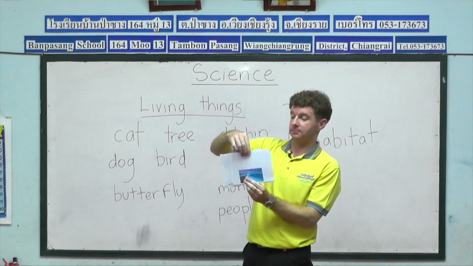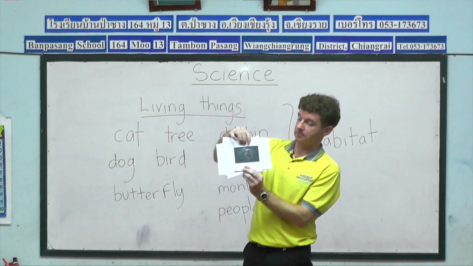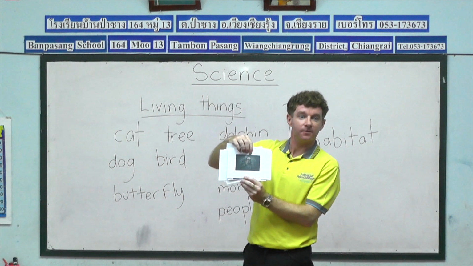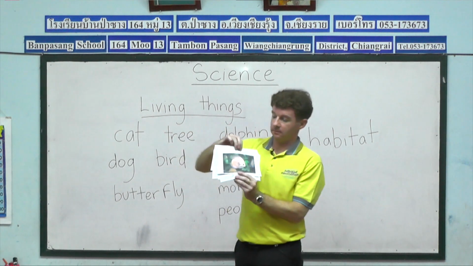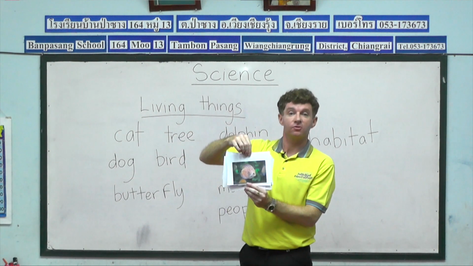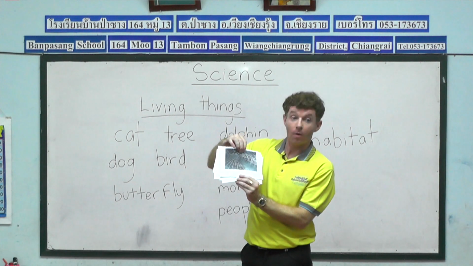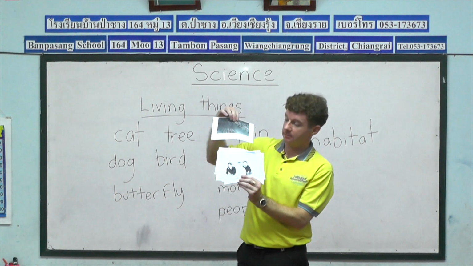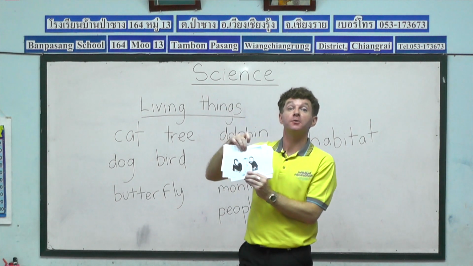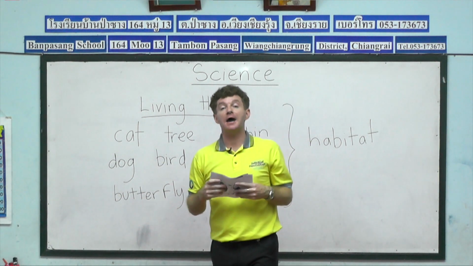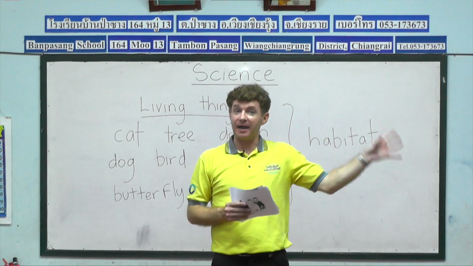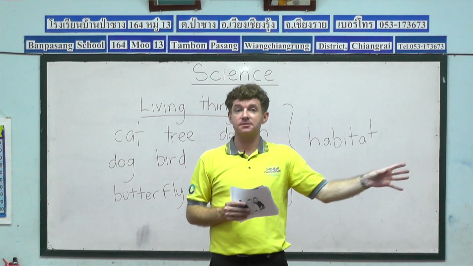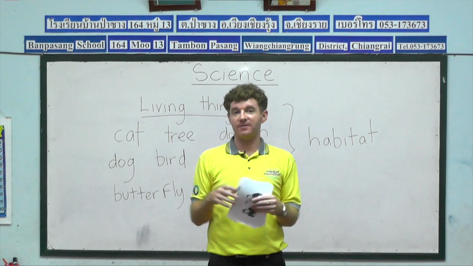Ocean, spider, fish, web, and back to people again. So what we have now for this activity is we have flashcards. We have 8 different living things and we have 8 habitats.